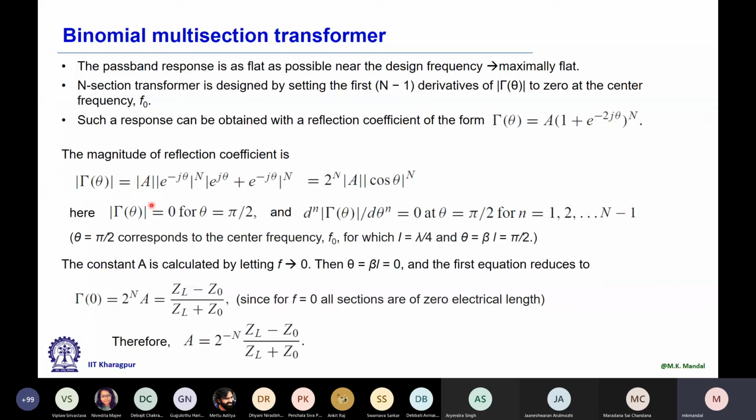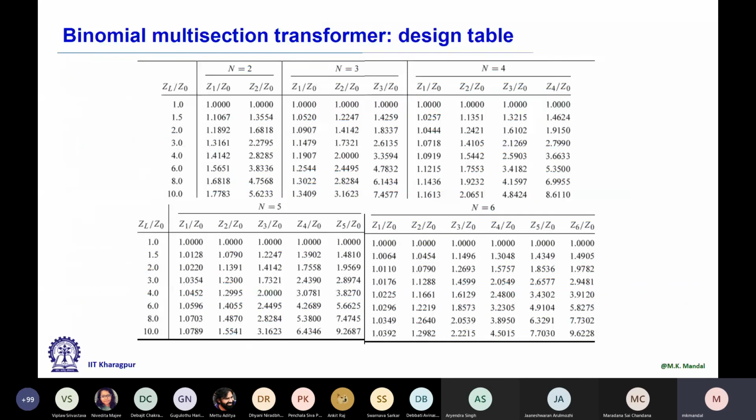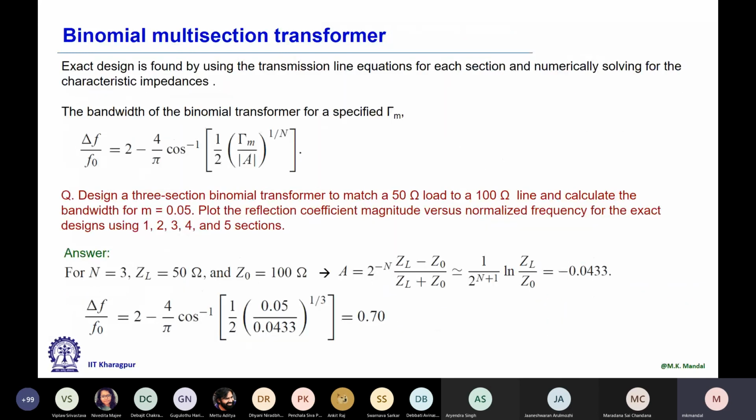General expression of gamma theta. So we can use that relationship and you can actually plot it, and from that you don't have to derive it. I'm just mentioning the value here. So delta F by F naught, over which the reflection coefficient remains less than a specified value of gamma m, is given by this.